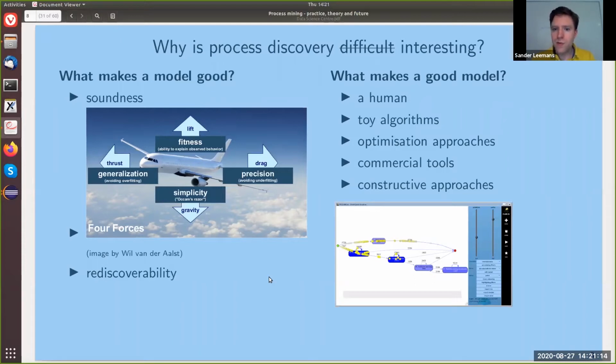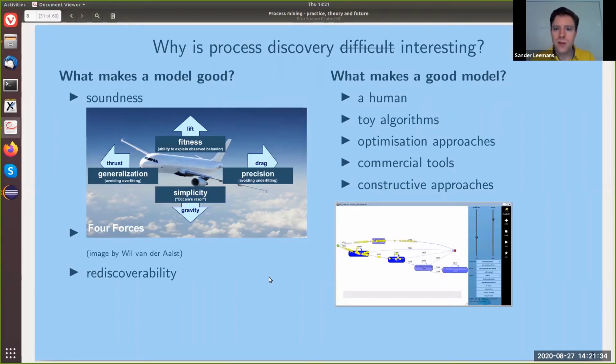Advantages of constructive approaches are that they produce sound models at all times, and that they can offer guarantees, for instance, fitness or precision. The downside is that they might then sacrifice other quality dimensions to do so.